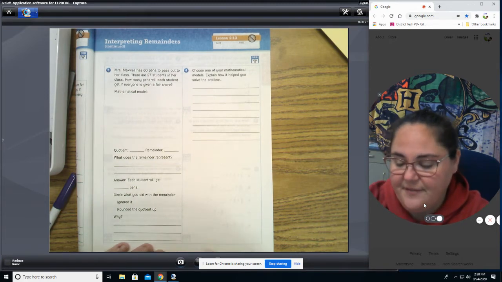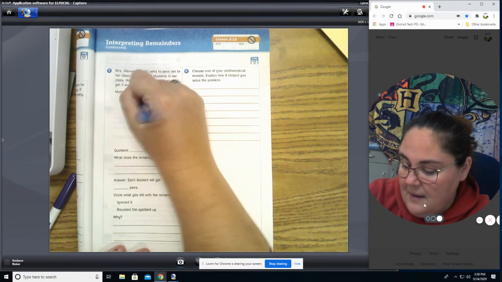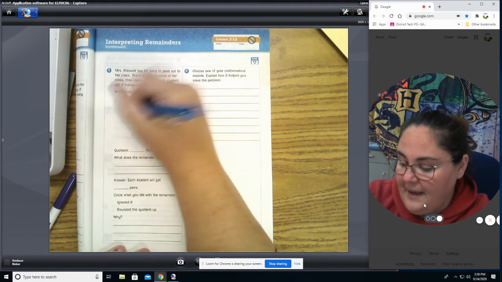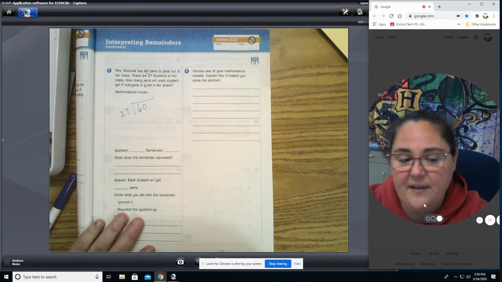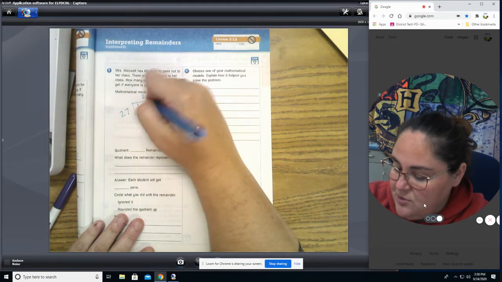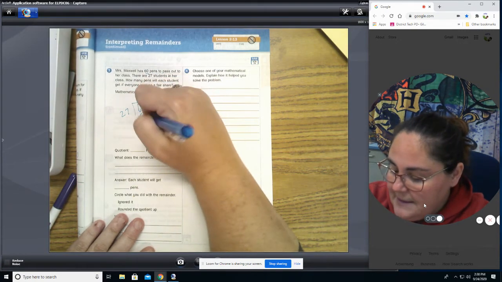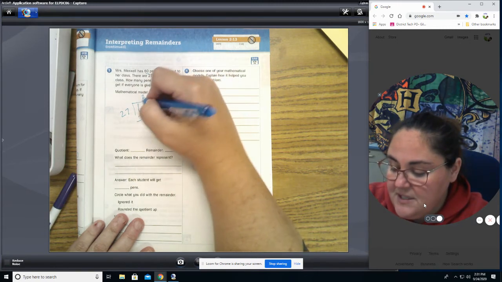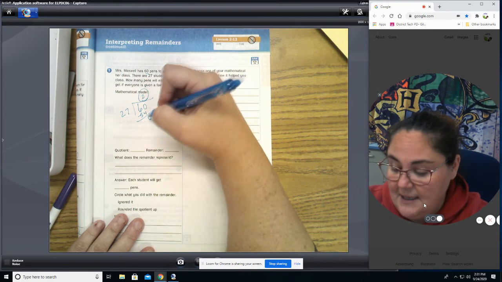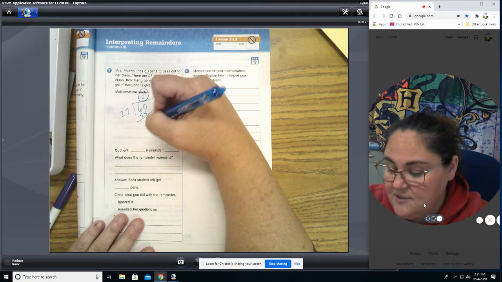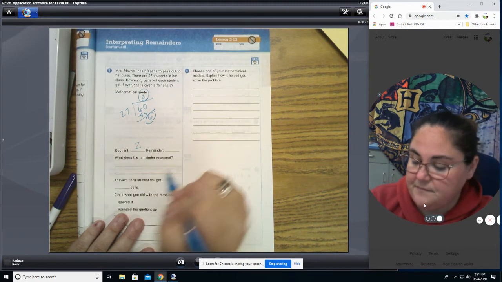We are going to divide. What am I dividing? I'm dividing those pens. How am I dividing it? By her students. 60 divided by 27. I'm going to say that's 2, because 2 times 27 is 54. 6 left over. So this 2 represents how many pens each kid gets, and this 6 represents how many are left over. So my quotient is 2.